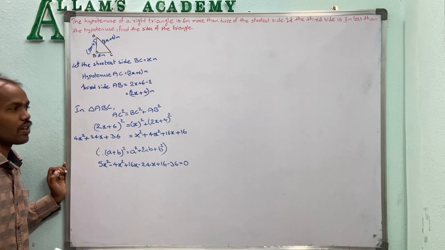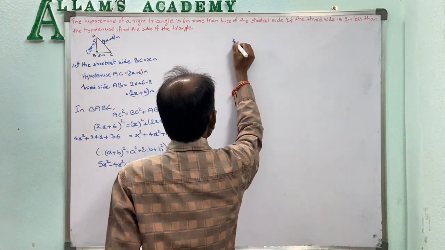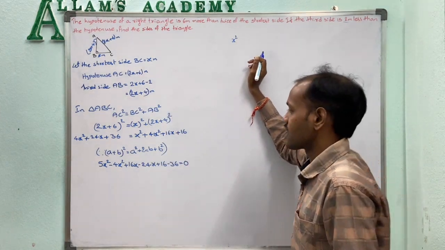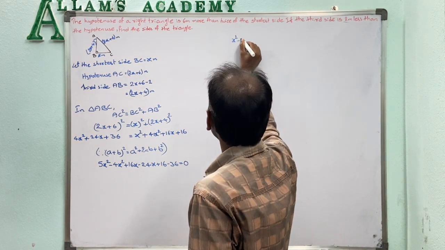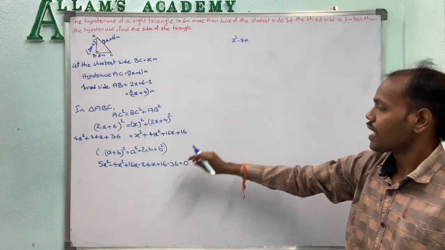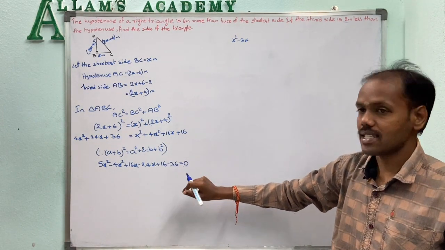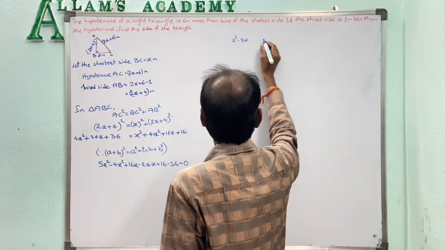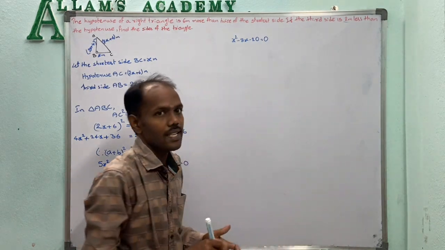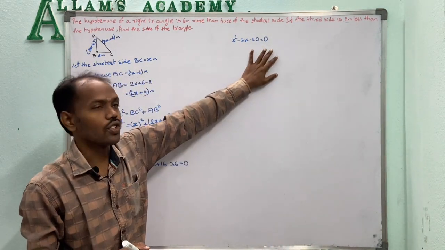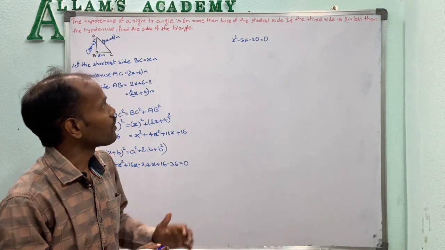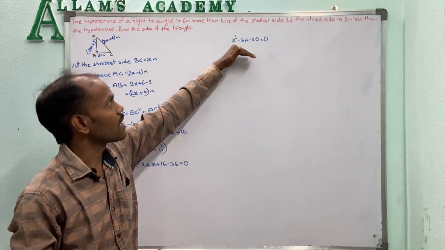5x square minus 4x square is x square. Next, 16x minus 24x is nothing but minus 8x. Next, 16 minus 36 is nothing but minus 20, equal to 0. So x square minus 8x minus 20 equals 0. Our quadratic equation came. So by factorization, now we solve this problem.